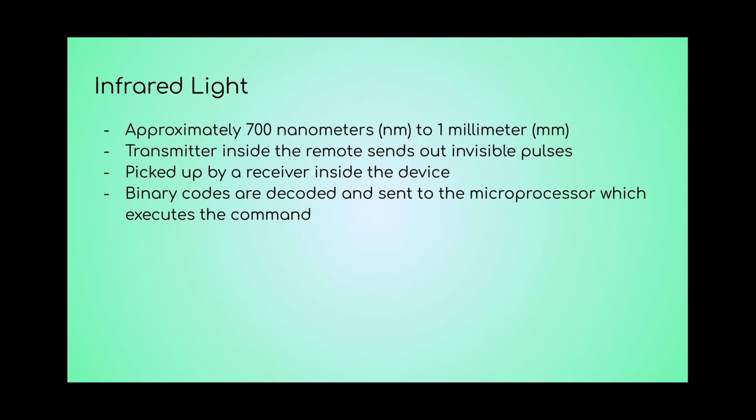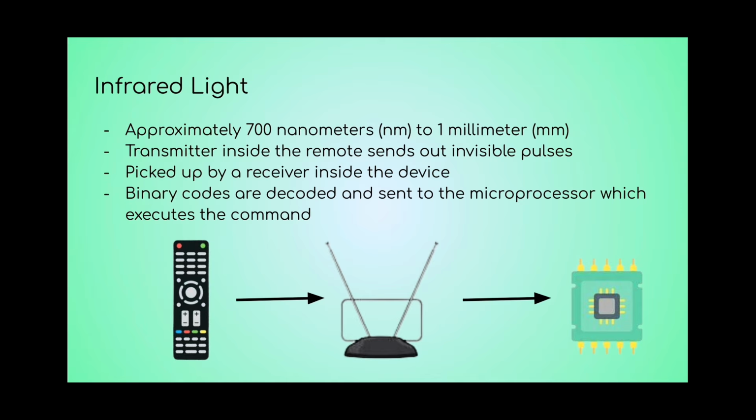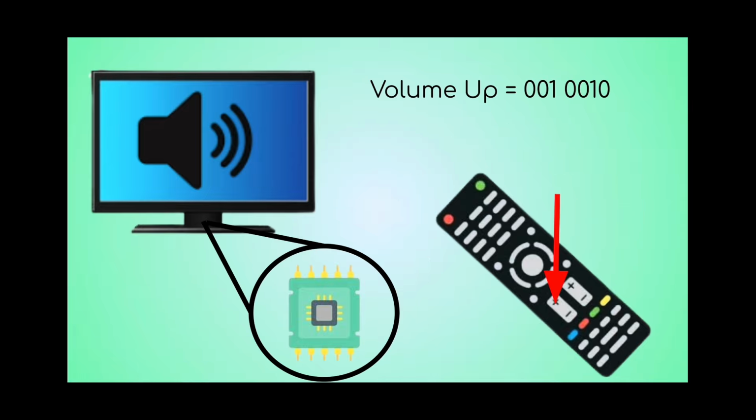The infrared range occurs from approximately 700 nanometers to 1 millimeter, and in our case, we are looking at infrared that is transmitted from a remote through invisible pulses that are then picked up by a receiver inside the device, where that binary code is translated and sent to a microprocessor, which will execute the command on the device. Here you can see how pressing up on the volume button is sending out those invisible pulses that are raising the volume on the TV.